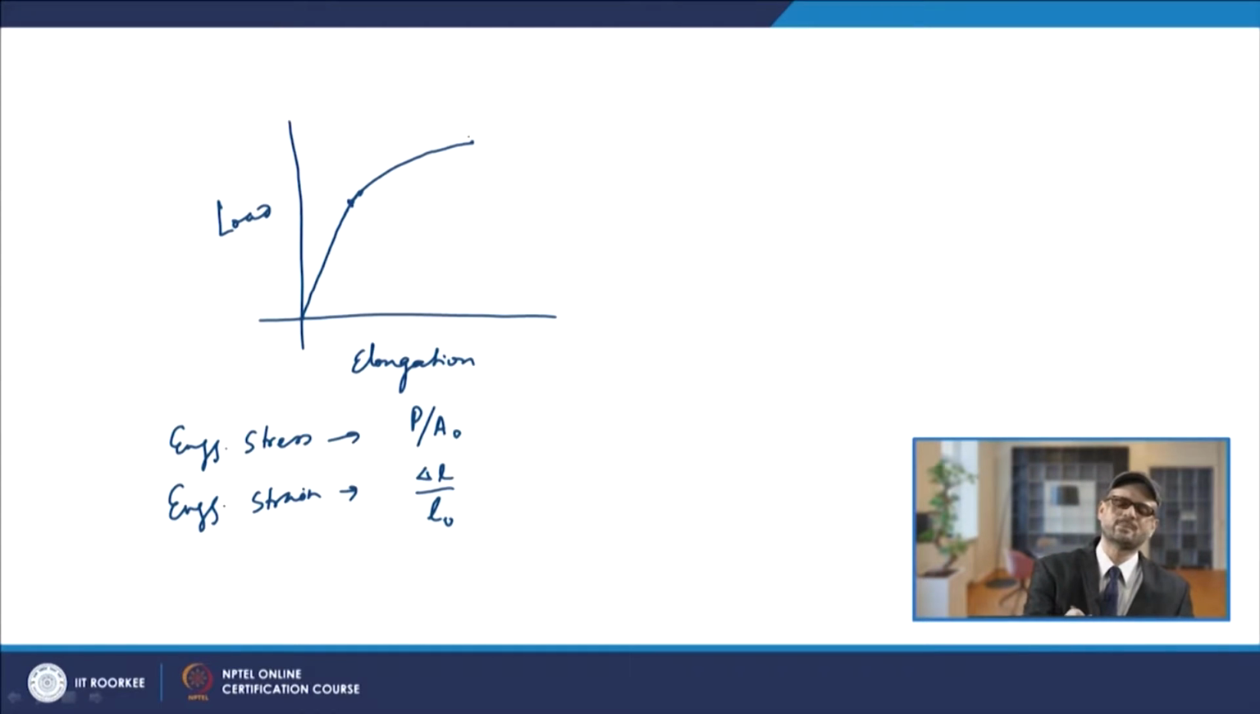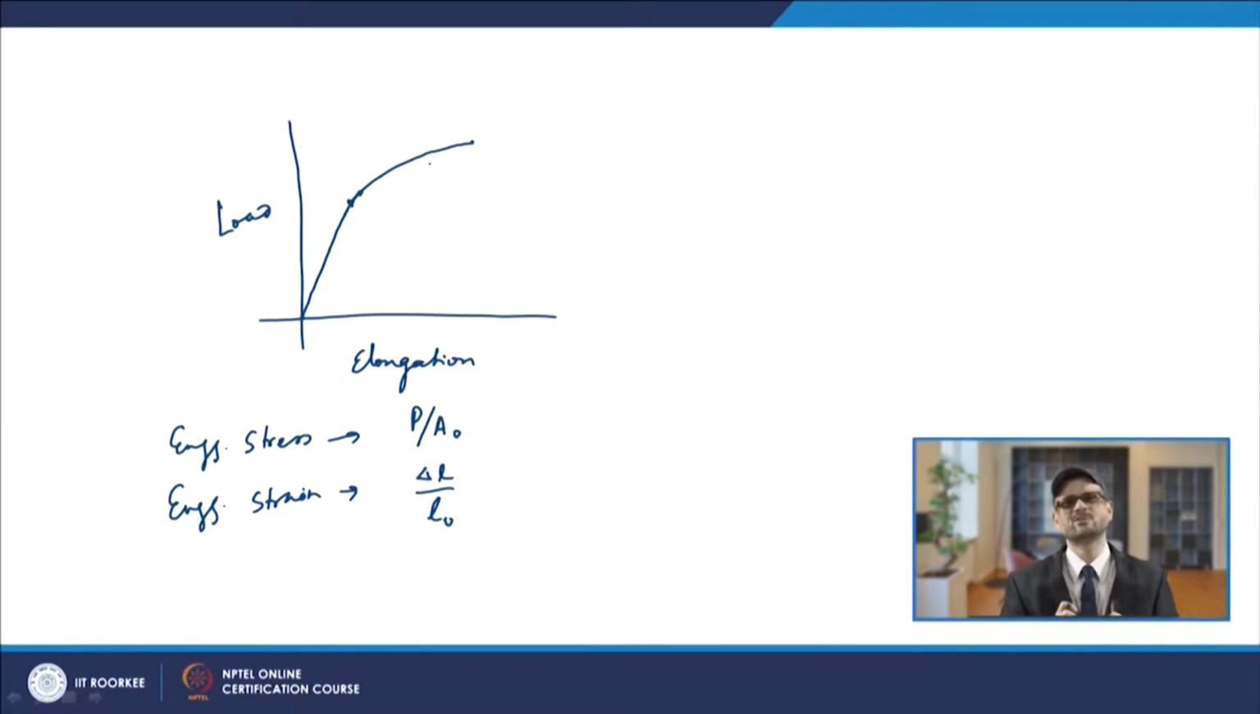Now, in this case, after this point necking starts, and the permanent deformation starts, and as there is permanent deformation there is an increase in the length.